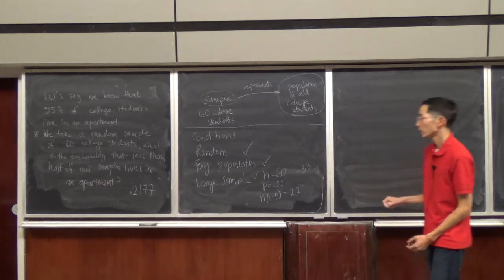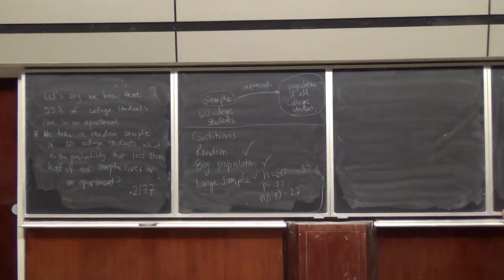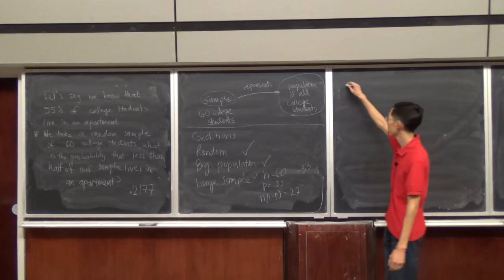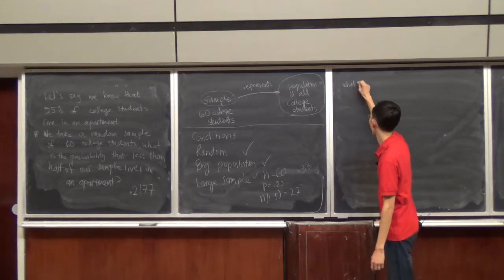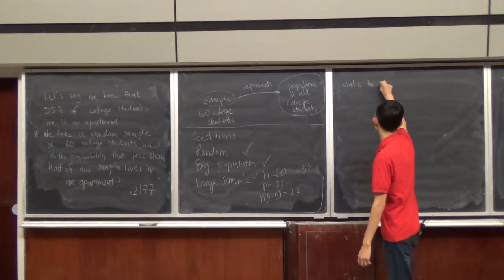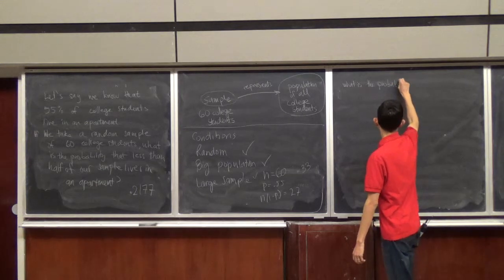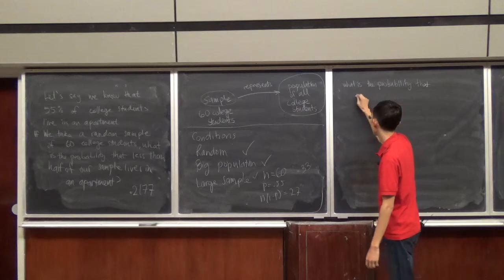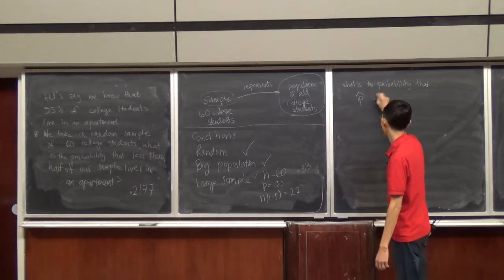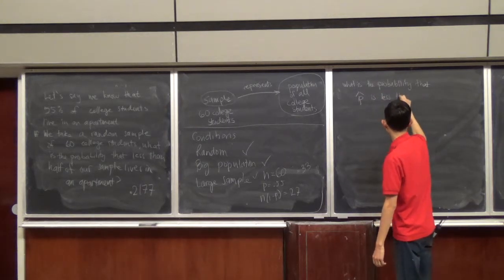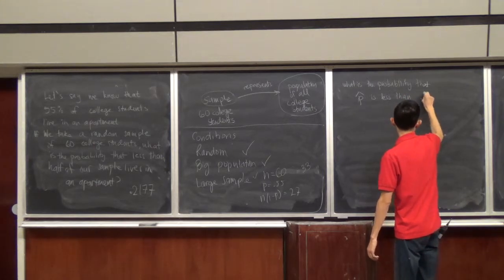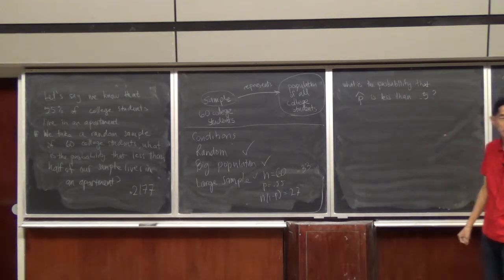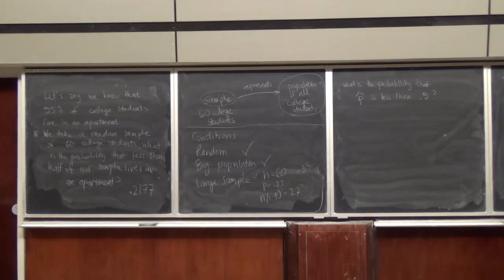That's good. We're taking a random sample of 60, and I want to know what's the probability that I'm getting less than half of them living in an apartment. So I'm asking, what is the probability that p hat is less than 0.5? Okay, my sample proportion is less than 0.5.